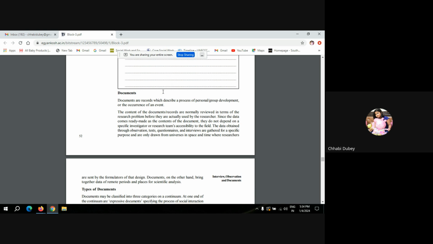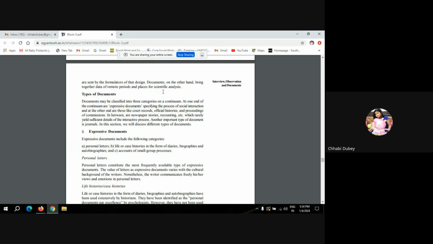Now, there are different types of documents which can be characterized into different types. One is the expressive documents, which can be personal letters, case histories in the form of diaries or biographies or autobiographies, or accounts of small group processes. All these tend to be expressive documents.